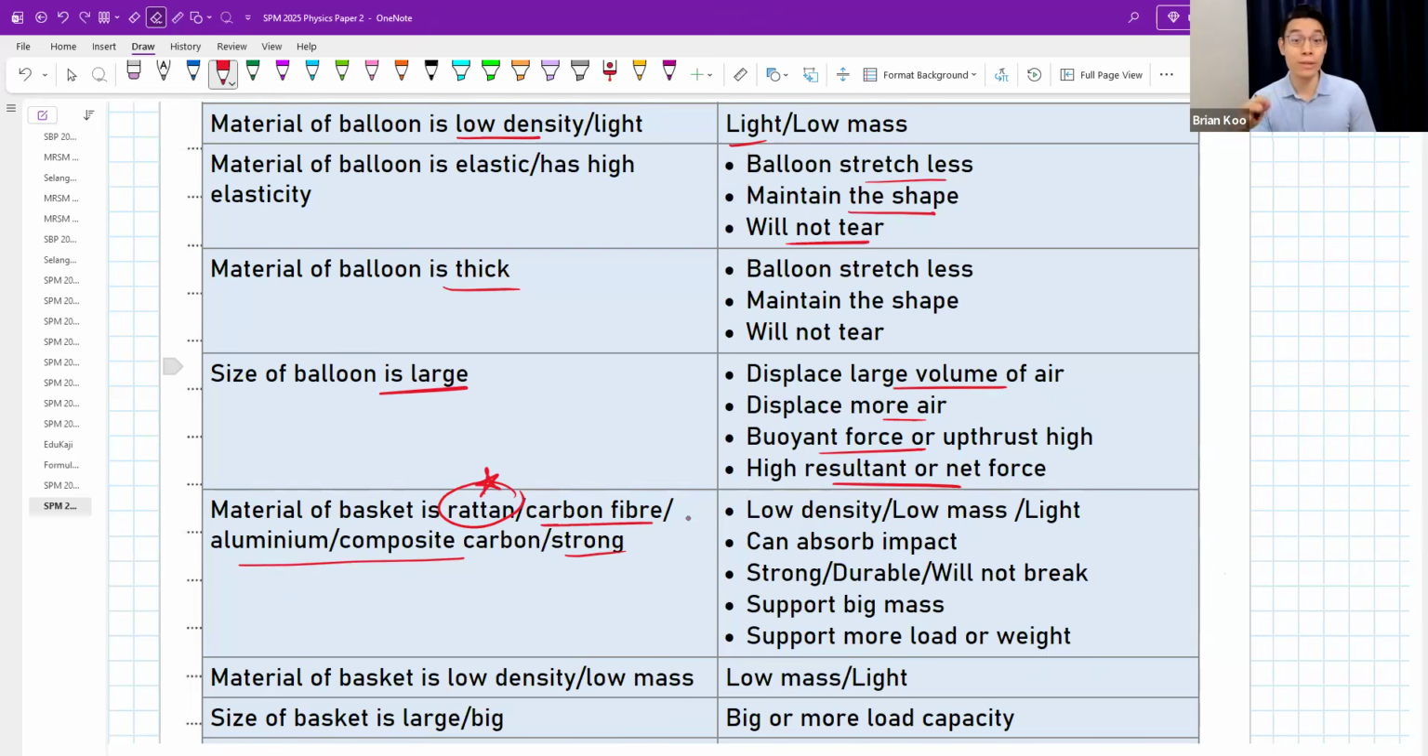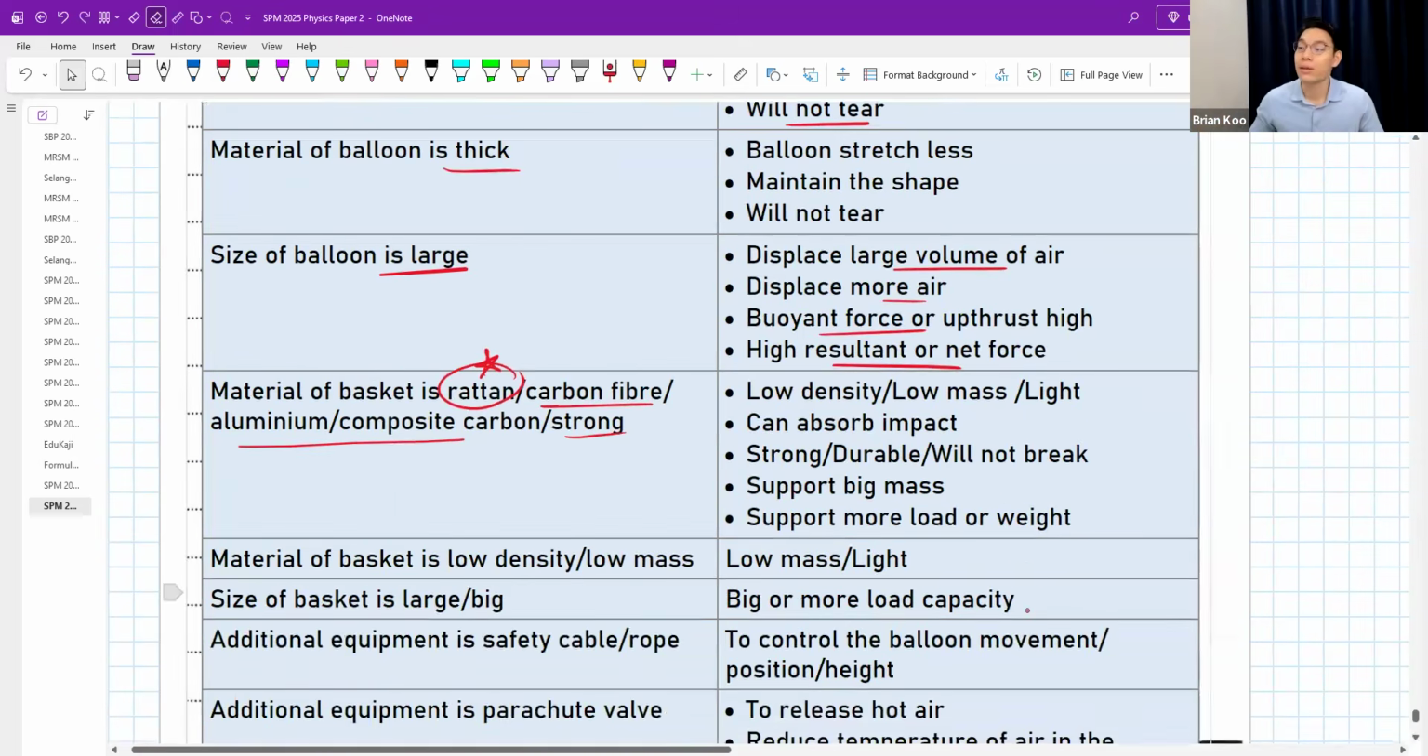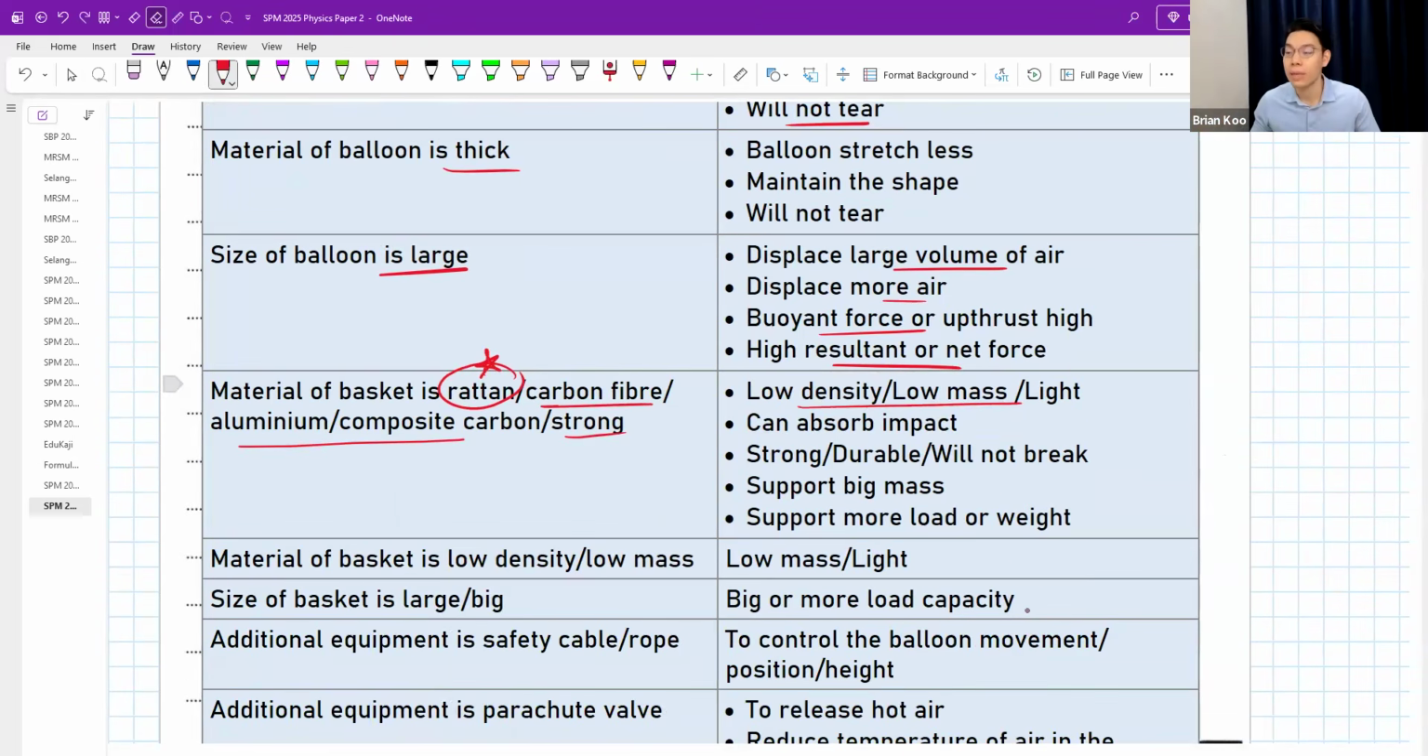I've gone on a hot air balloon before, and the actual basket that they use is really made of rattan. And imagine this rattan basket can fit like 30 people. So it's really, really strong. And we like rattan because it's very, very light. So it's a very common material that they use for the basket. Low density, very light, can absorb impact, very strong, durable, can support a lot of load, mass.